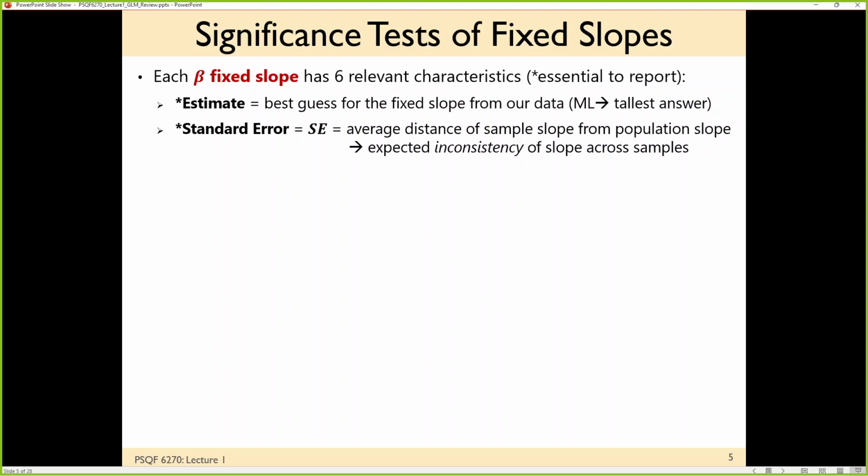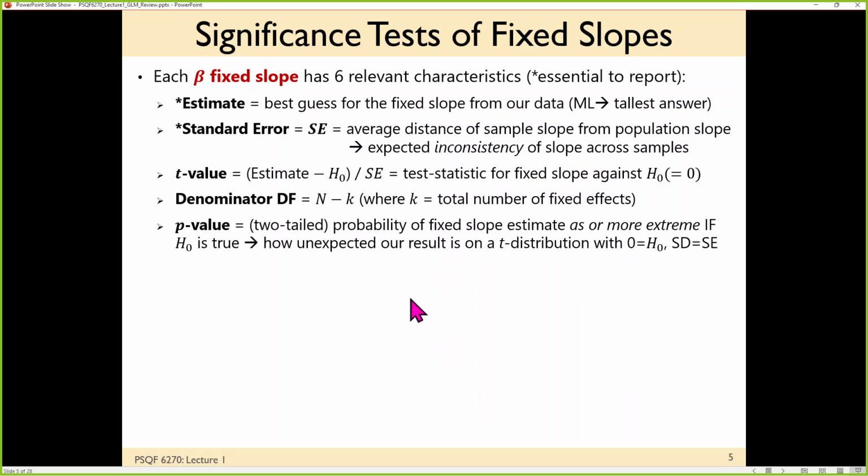We don't ever know what the population is, so I'm not going to worry about that. But more is worse. So it's an index of imprecision or inconsistency, standard error. These 2 things are all you need to compute everything else on this list. So then your test statistic as to whether your slope is significantly different than 0 or whatever null hypothesis you pick is treated as a t. If you're using denominator degrees of freedom, it's treated as a z if you're not. And then the p-value comes from either of those distributions. Probability of a result as extreme or more if the null hypothesis is true.